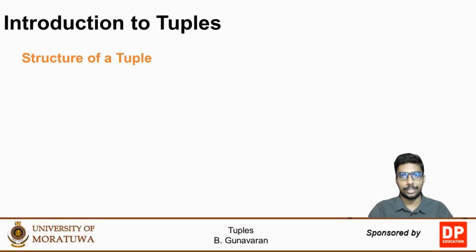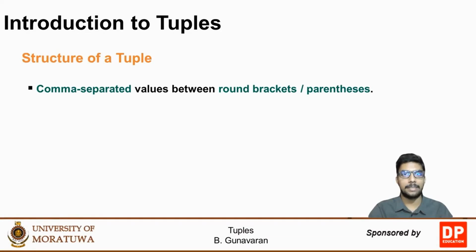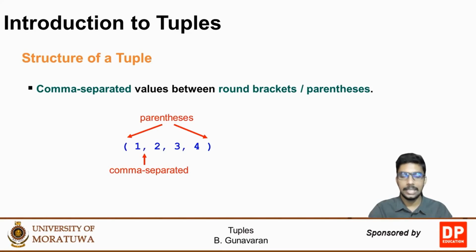The first topic we are going to cover is the structure of tuples. Tuples contain comma-separated values between round brackets or parentheses. The only difference from lists is that the square brackets in lists are replaced by parentheses. This is a sample tuple in Python. You can see that the values are comma-separated and are within parentheses.